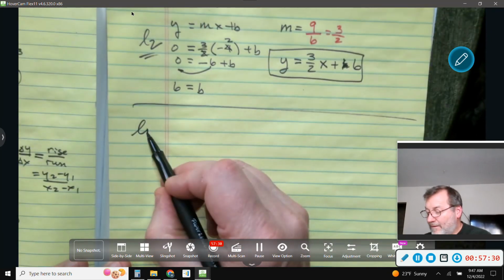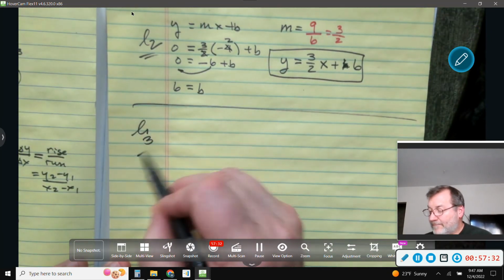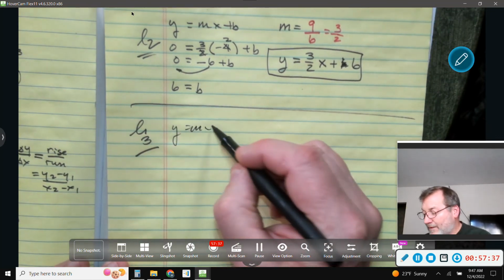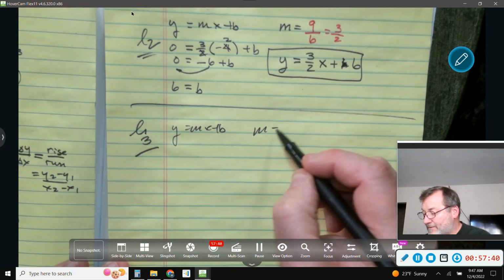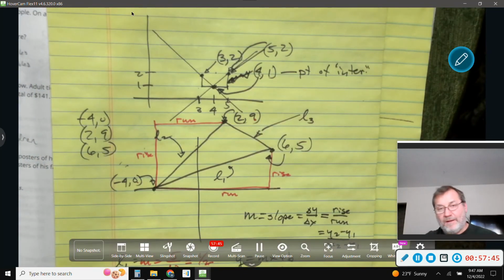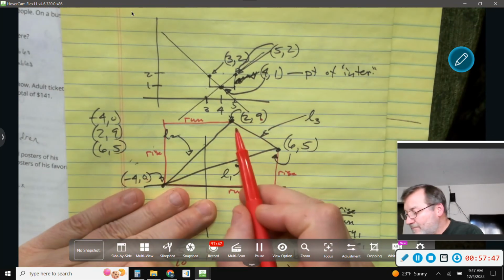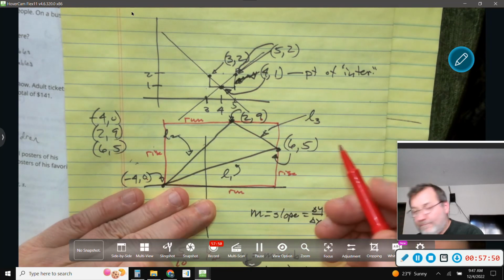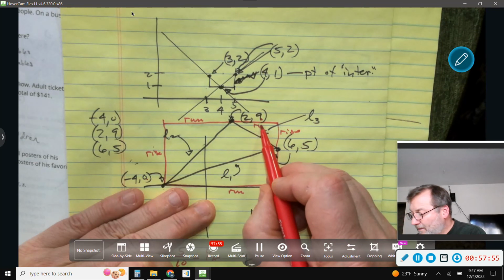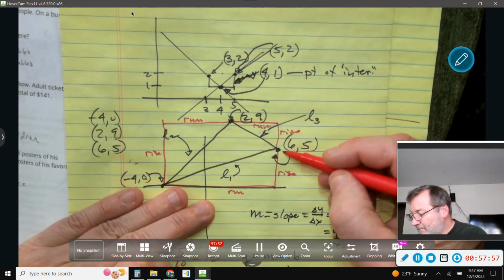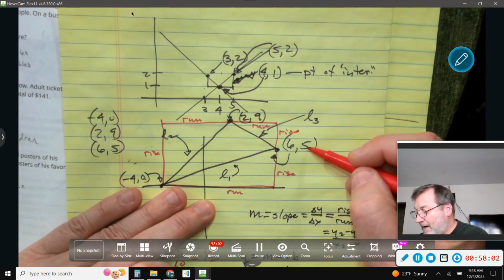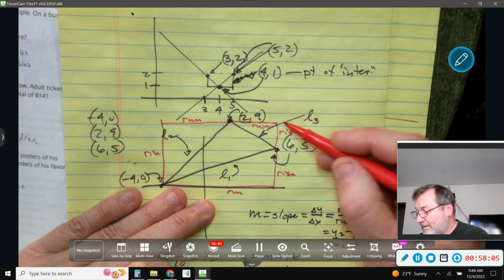All right, so that was line 2. Now on to line 3. We're going to do the same thing: y equals mx plus b. I've got to find my slope. So let's go look at our graph here, and we'll make a little triangle and label our rise and run. So this is the rise, and that's the run. So what's your rise? Well, you went from 5 up to 9. All right, so that's a positive. 5 up to 9 is a plus 4.